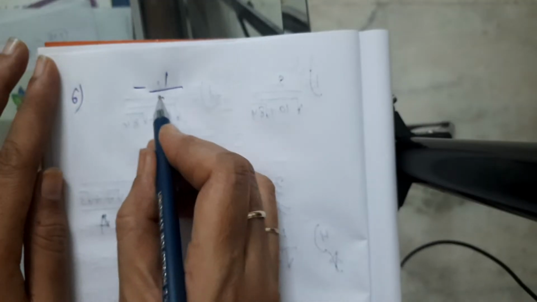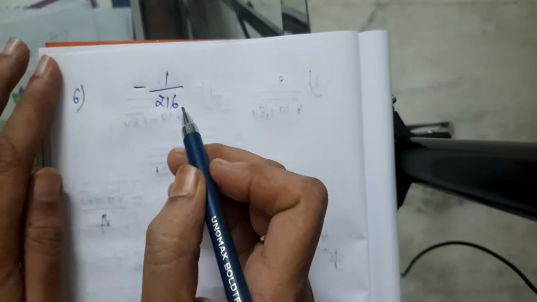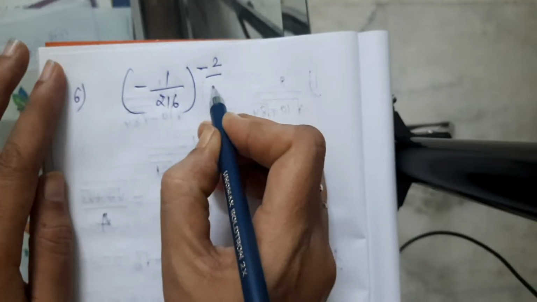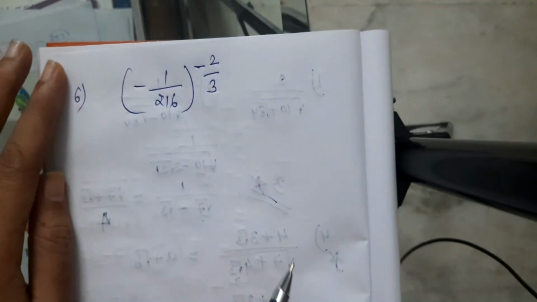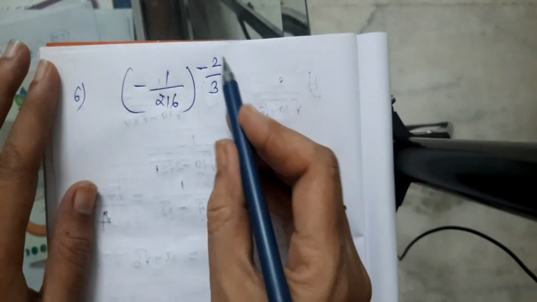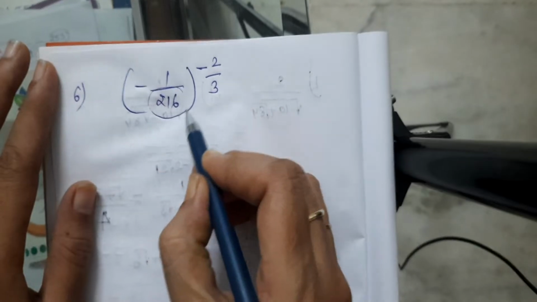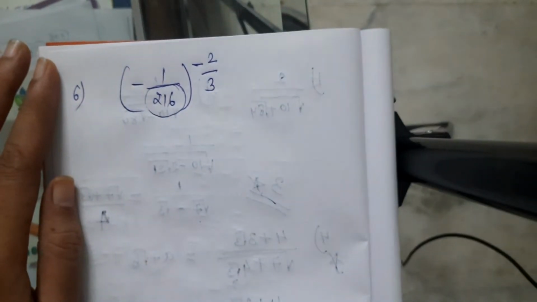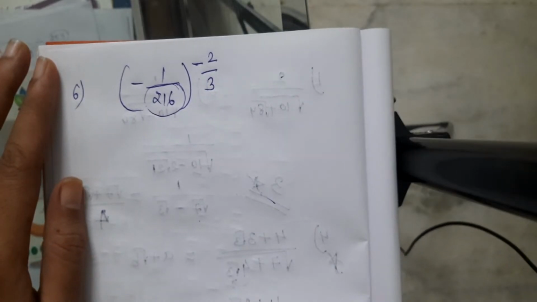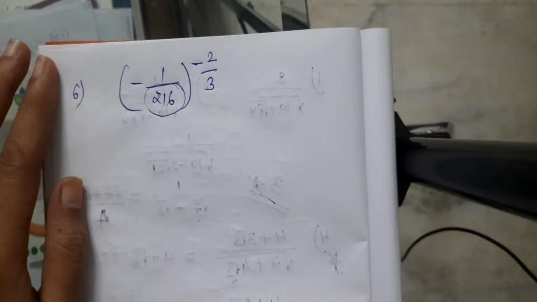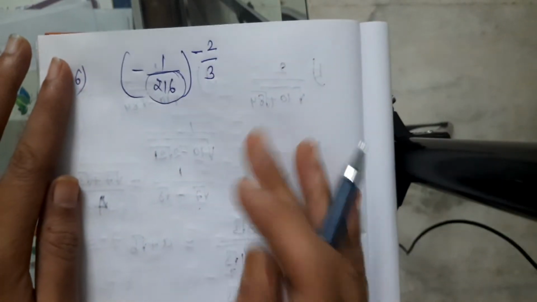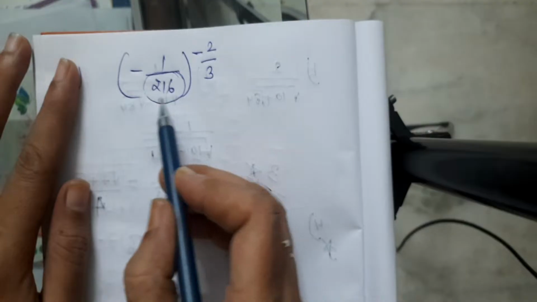Minus 216 whole raised to minus 2 by 3. So how are we going to do this kind of question? Here it is in power form. So first of all, we need to get the prime factors of this. For power exponent type of questions, if you learn the squares and cubes of numbers up to 30, it will be very easy for you to solve. Instead of finding again and again by prime factorization, learn the factors.